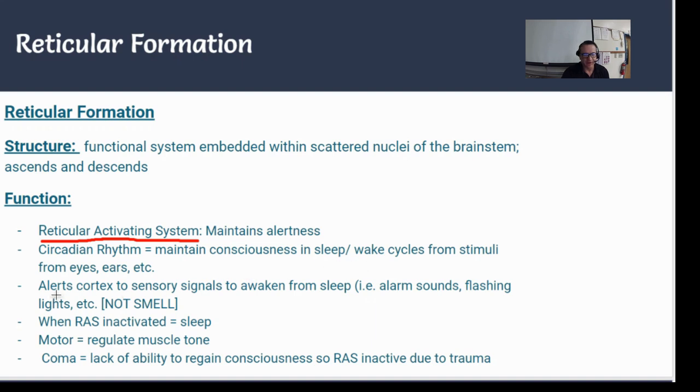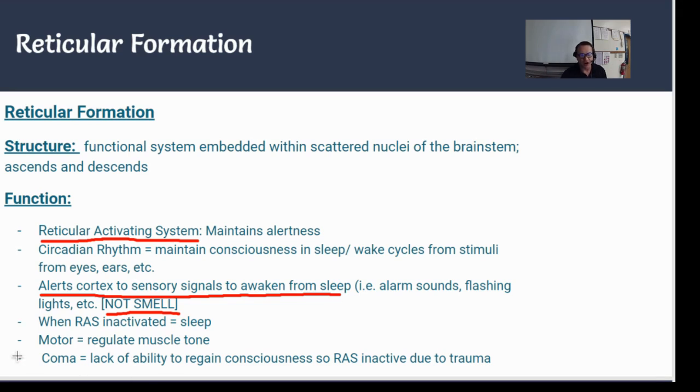This is mainly what it is: it alerts the cortex to sensory signals to awaken from sleep. I didn't know this, but I guess not smell, so it's not stimulated by the sense of smell, but alarm clocks, flashing lights, etc. are all going to cause your reticular formation to wake you up.